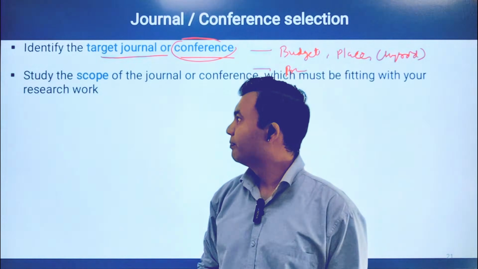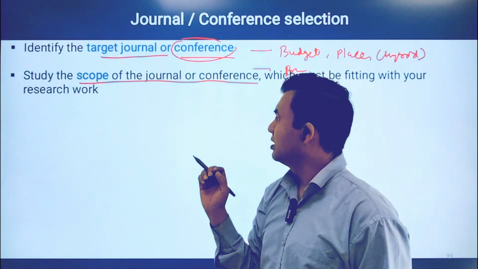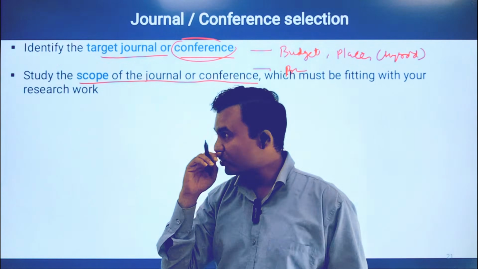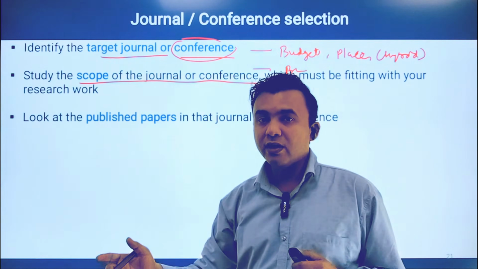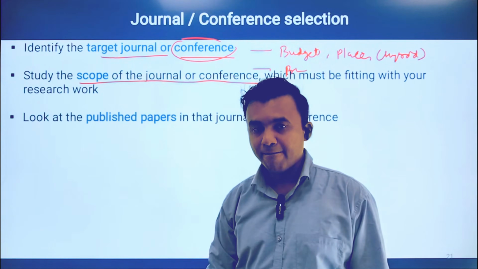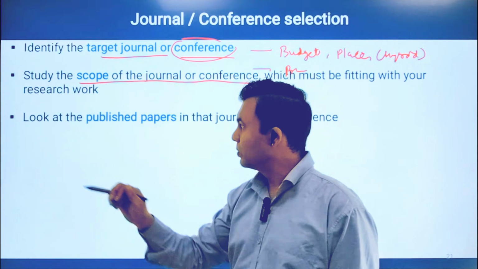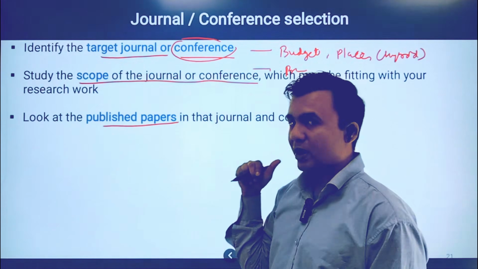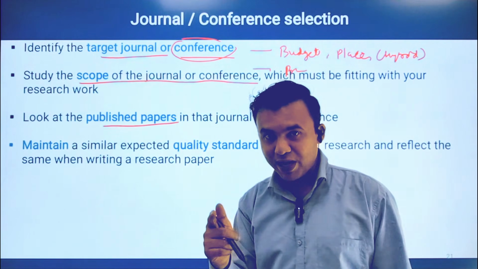So decide accordingly. Study the scope of the journals and conferences, which must fit your research work. We cannot send an article which is out of the scope of that journal or conference, right? So study the scope first, then send it for review. Look at the published papers in that specific journal or conference and try to work in that specific direction, matching that quality standard.